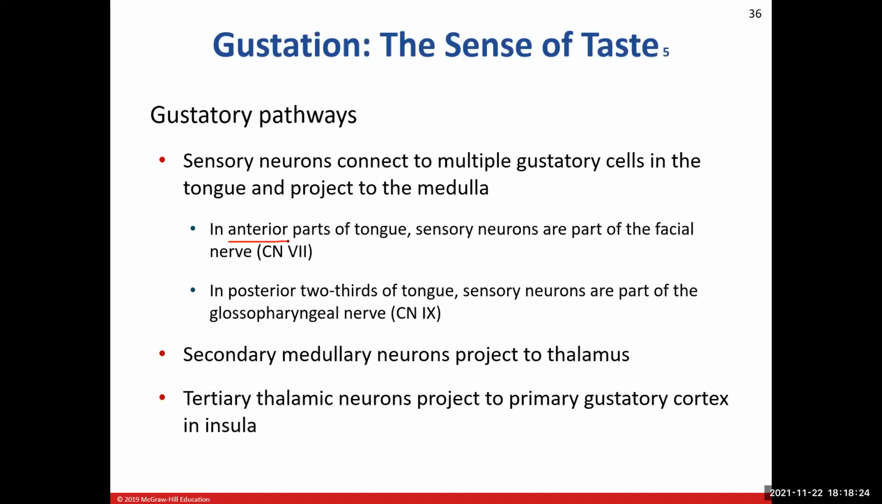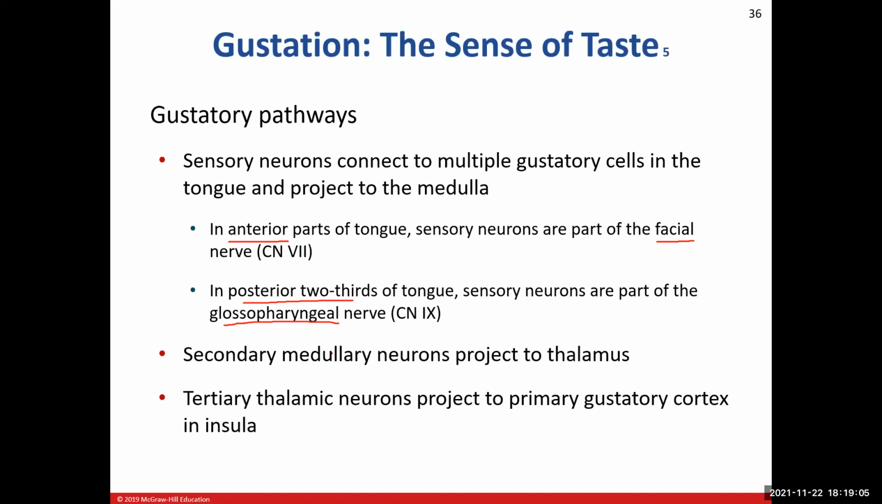So let's look at the anterior 1/3 of our tongue. That part of the tongue is going to be innervated by your cranial nerve number 7, the facial nerve. The posterior 2/3 of the tongue are going to be innervated by cranial nerve number 9, the glossopharyngeal nerve. So both of those cranial nerves are going to provide the sensory neurons, which are our primary neuron, the first neuron in our chain, and they're going to project all the way back to the medulla oblongata. We'll talk about the specific area in a second.